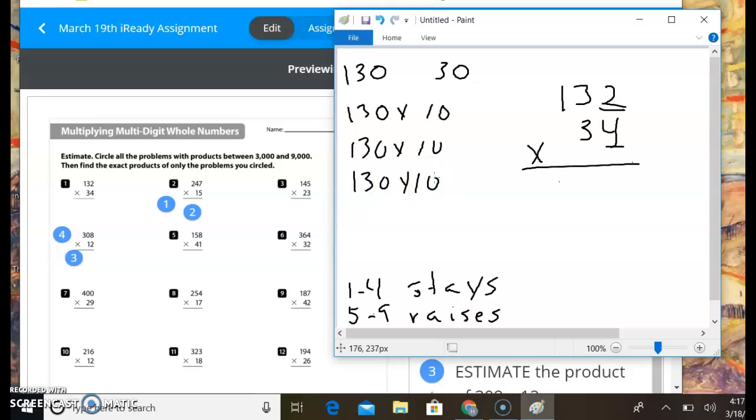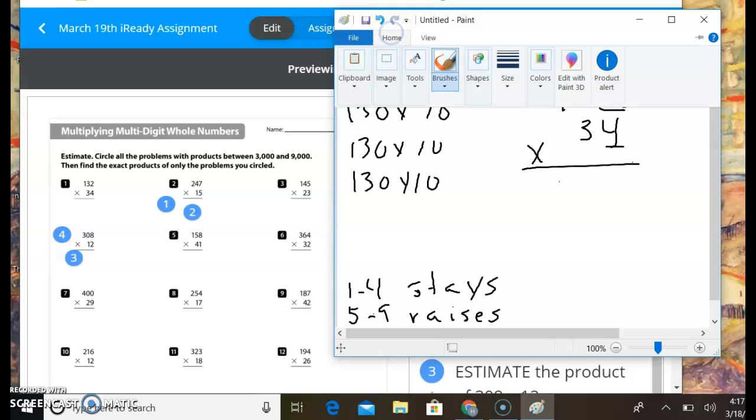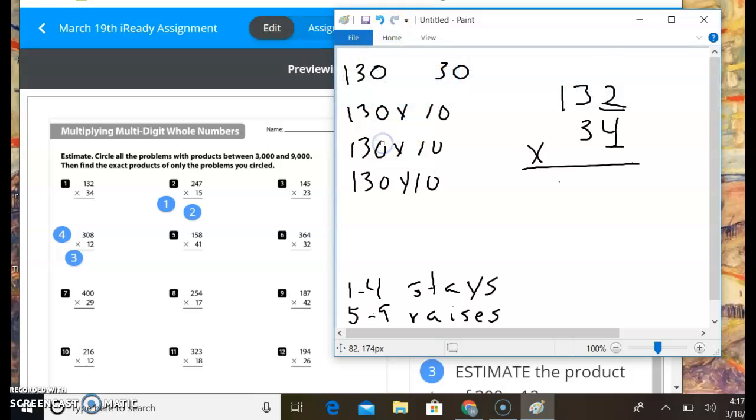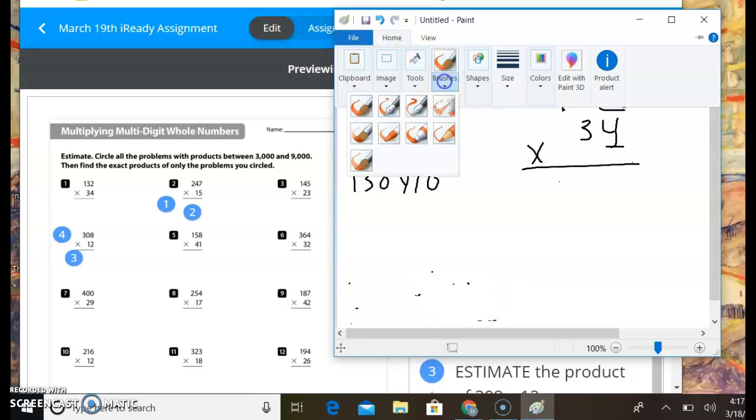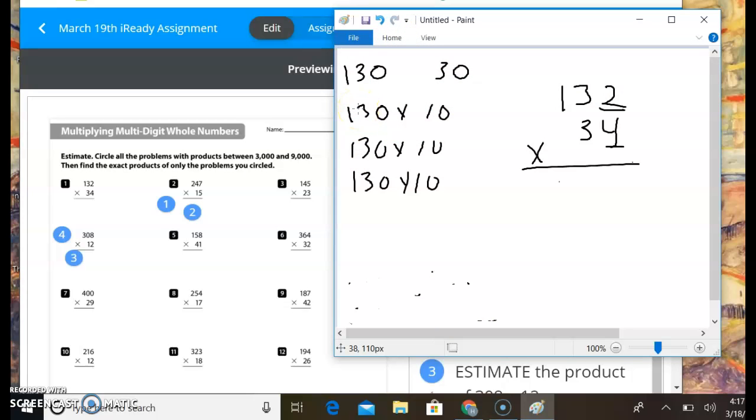I know that what I've done, and let's see if I can erase this real fast. It probably is going to take a minute. I know that what I've done is I've gotten 1,300 3 different times. So if I come back here, I know the answer to this top one is 1,300. The answer to the bottom one is 1,300.